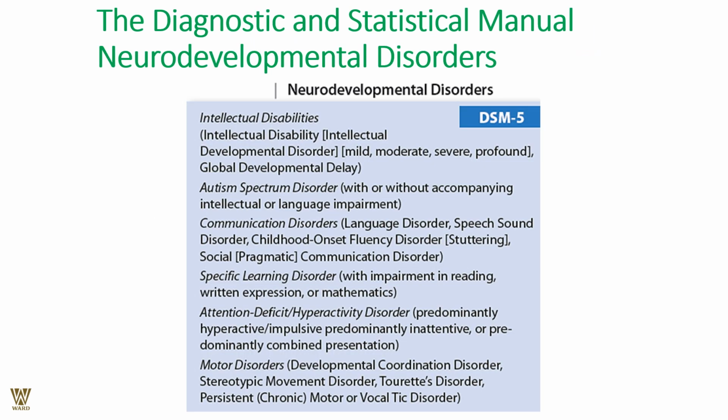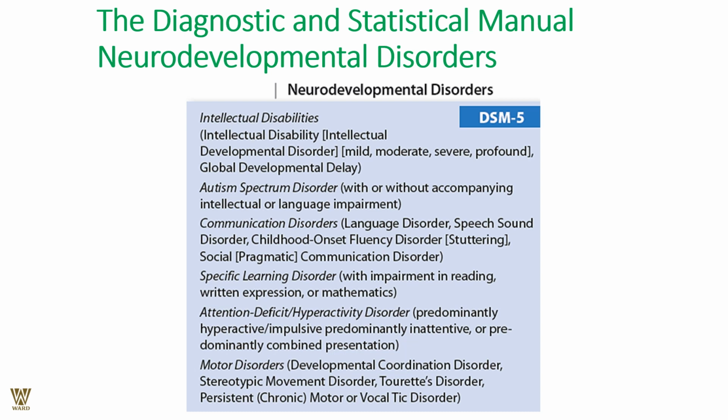What does it go about? Neurodevelopment disorders. Let's say neurodevelopment disorders, people are mentally not at the same age as the physical age is all about it. They might be mild, moderate, severe, profound. Autism spectrum disorder with or without accompanying intellectual or language problems, communication disorder, language disorder, speech sound disorder, childhood onset fluency disorder, stuttering, and so on and so forth.